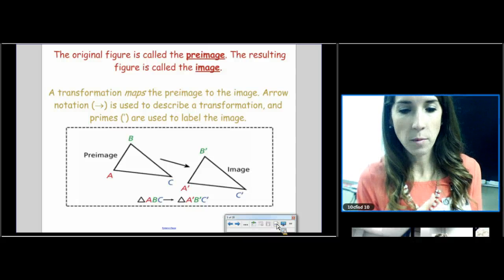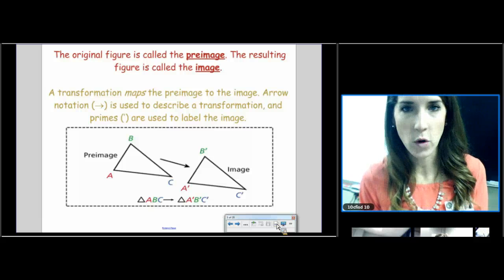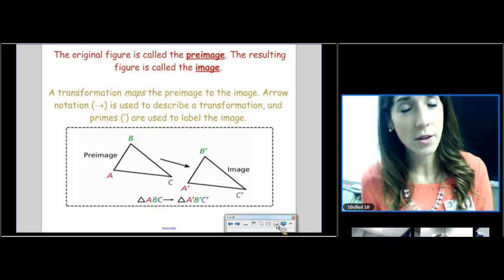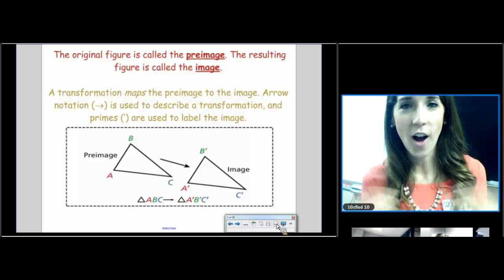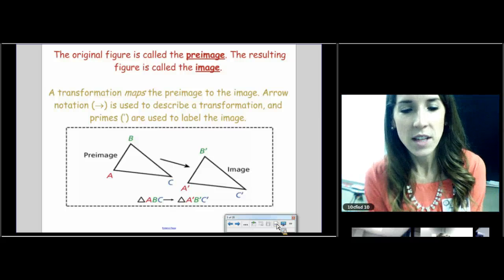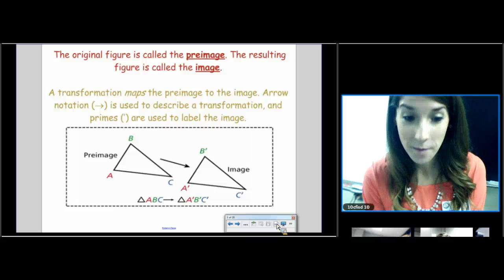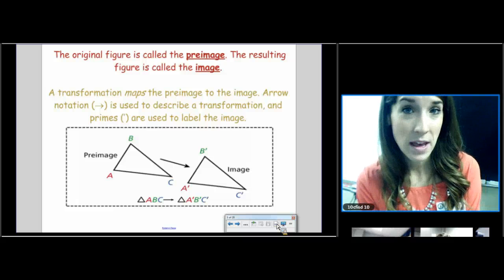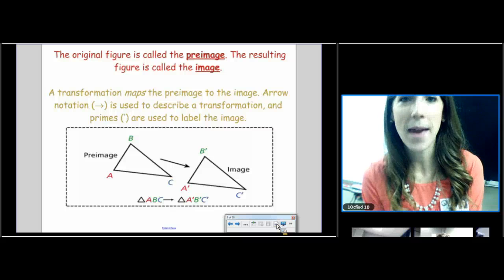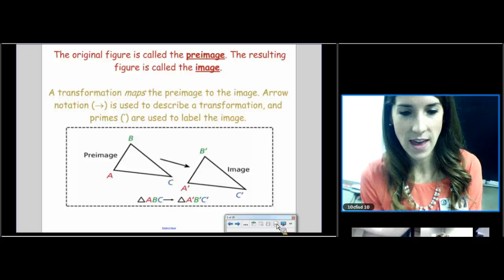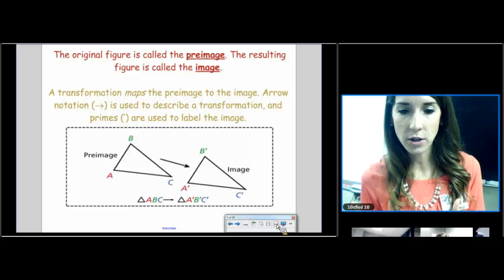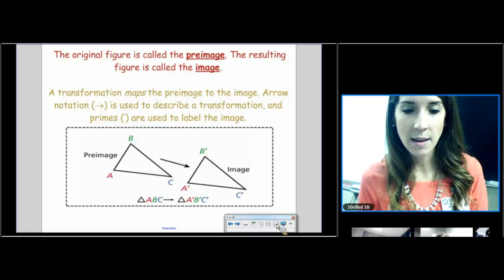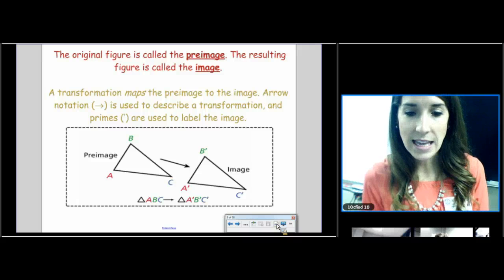When we transform a figure, we can't call it ABC anymore, because those are totally different points. So we call it A prime, B prime, C prime, like Optimus Prime, right? So when you transform A, it becomes A prime. And if you transform A prime, it'll become A double prime and A triple prime. You get the idea. It's kind of like tick marks, okay? So an arrow shows it's been transformed, and the prime also shows that that is the image.